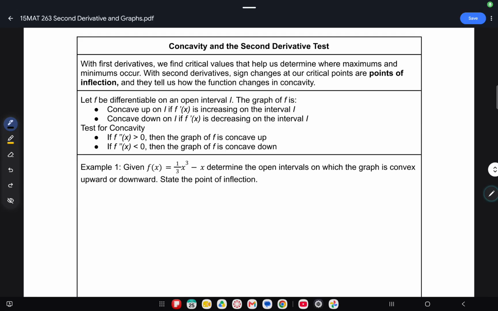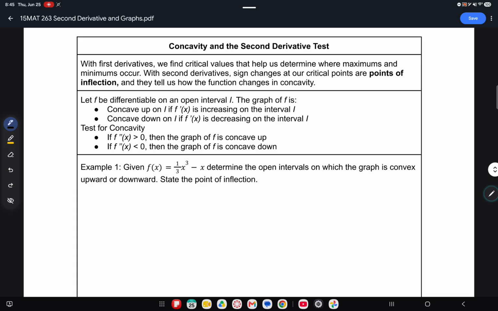Look at the second derivative now. So there is a second derivative test. So the first derivative, right, we could find our critical numbers, and then we could find where we're increasing and decreasing and find extrema. With the second derivative, we can find the concavity of the function.